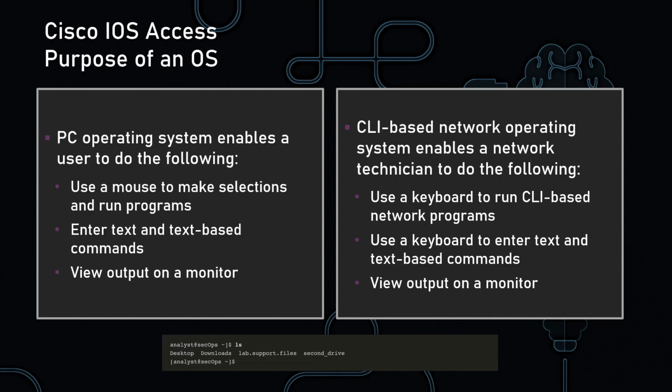Now, a CLI-based operating system, especially a network-based operating system like iOS, enables network technicians to use a keyboard to input commands, and we can view that output on a monitor. So if you look at something down below, you'll see the analyst @secops username. That is a Unix shell, which is very similar to what we would see in a terminal-style CLI environment.